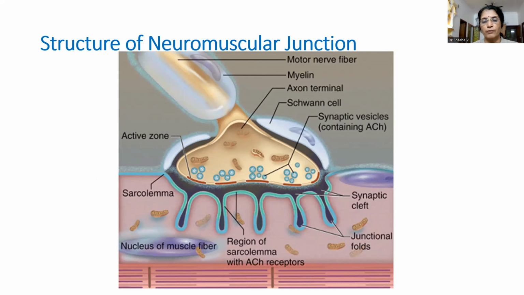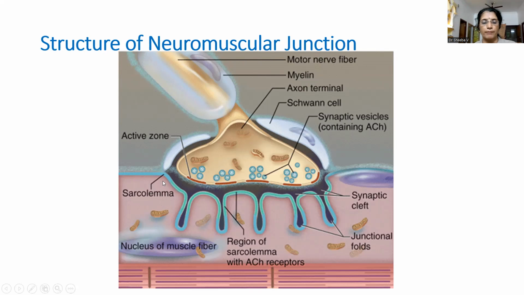I will tell once more about the presynaptic terminal. The presynaptic terminal is the myelinated motor neuron. At the terminal, there are a large number of mitochondria and synaptic vesicles that contain acetylcholine as a neurotransmitter. And there is the active zone through which exocytosis of the synaptic vesicles takes place, and also the voltage gated calcium channels. Okay, next we can see the postsynaptic terminal or the muscle part.